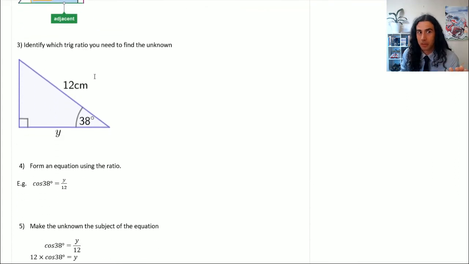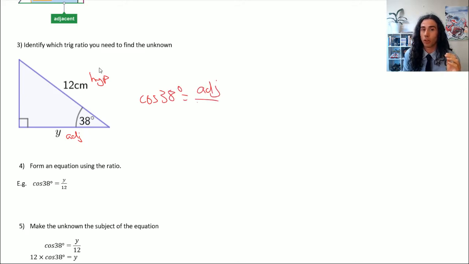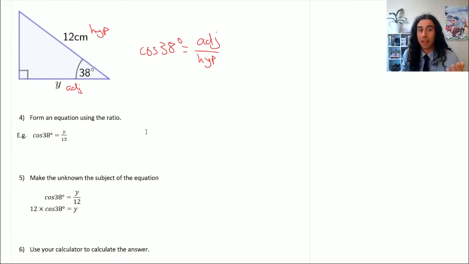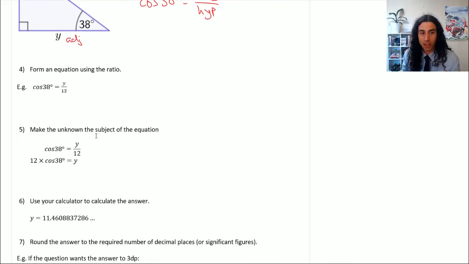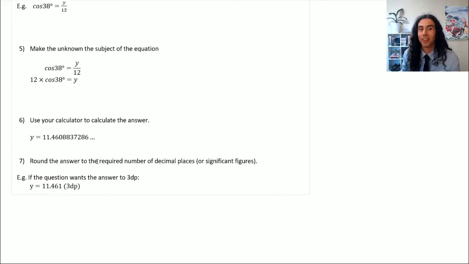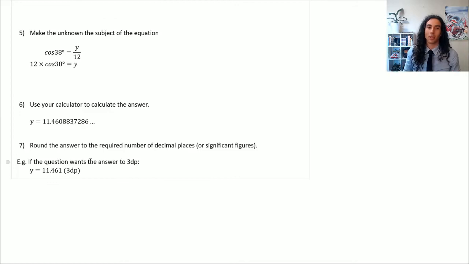Step number three, identify which one you need. So for this example, we've got the adjacent, we've got the hypotenuse. That's got to be cos. We definitely need cos for that one because cos of 38 is equal to adjacent over hypotenuse. It's got to be adjacent over hypotenuse, not the other way around. And then form the equation. So we've got cos 38 is equal to y on 12. And then making it the subject. Use your calculator. Round it. Hell of a process, I know.